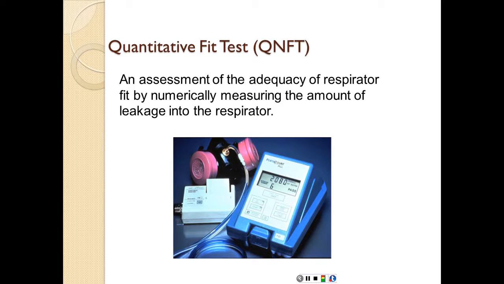The other one is the quantitative fit test, which is an assessment of the adequacy of respirator fit by numerically measuring the amount of leakage into the respirator. Because in some cases, the gas might be odorless and tasteless, and still it might be fatal. An example of that is carbon monoxide, as we all know. So in this case, even if a tiny amount escapes and leaks through the gas mask, we need to know that and measure that amount.